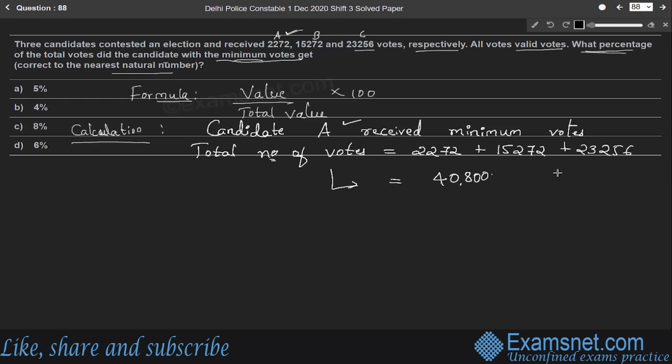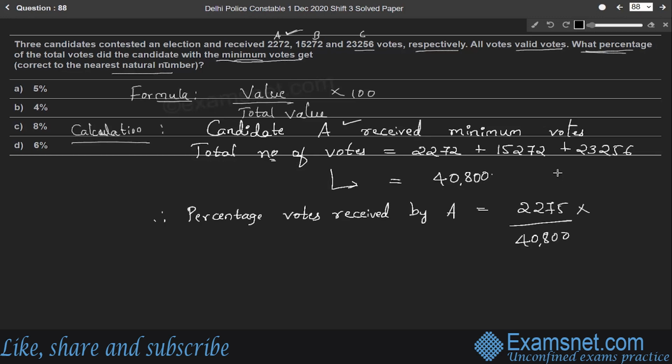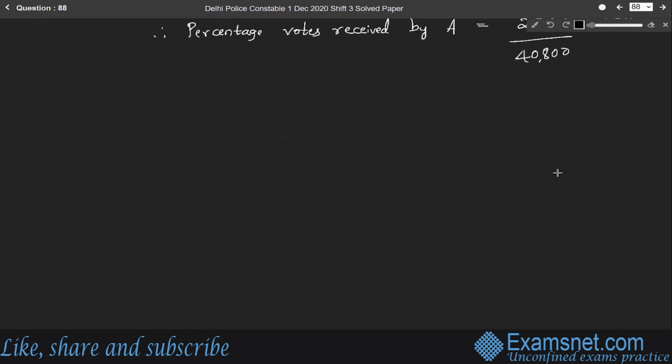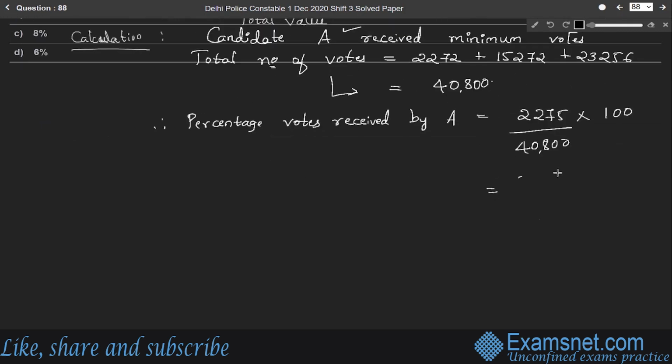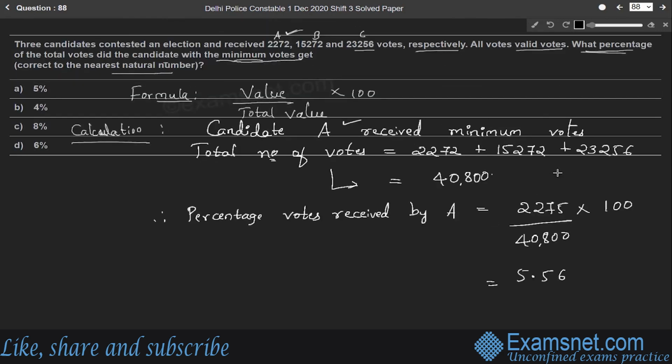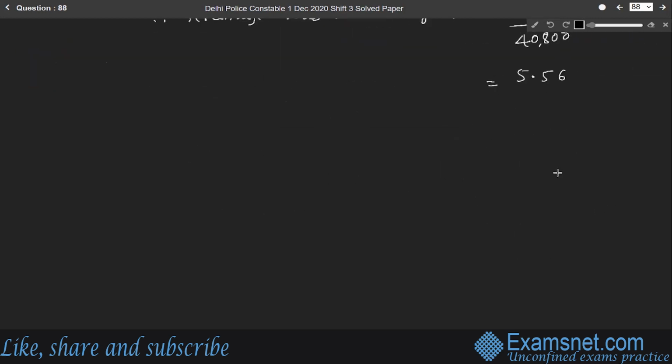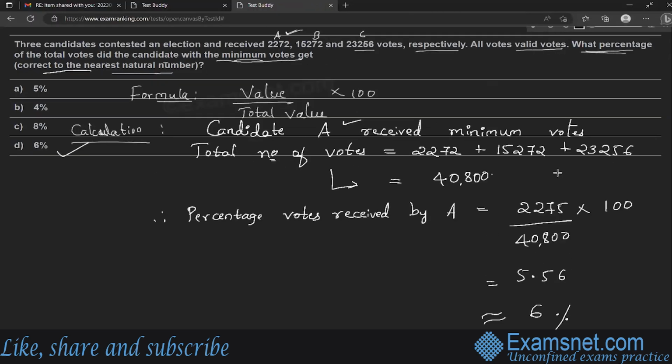So since candidate A received minimum votes, therefore percentage votes received by A is equal to, so here number of votes received by A is 2272 by total number of votes 40,800 into 100. So which is equal to, yeah, we can cancel 0, 0 here. It is 5.56. So in the question it is asked, correct to the nearest natural number, so which is approximately 6. Therefore, the candidate with the minimum votes get approximately 6% of the total votes. Therefore, option D is the right answer.